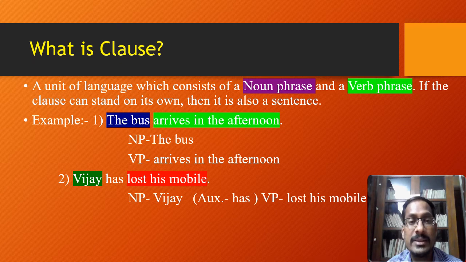The second example is Vijay has lost his mobile. Again there are two parts. The first part is Vijay, and if you see the class of the word Vijay, it's a noun and therefore it's a noun phrase. And then lost his mobile. In this group of words, lost is the head word and it is a verb and therefore it's a verb phrase. And in between we have an auxiliary verb has. So in both the sentences, there are noun phrases and verb phrases. Therefore, they are clauses.